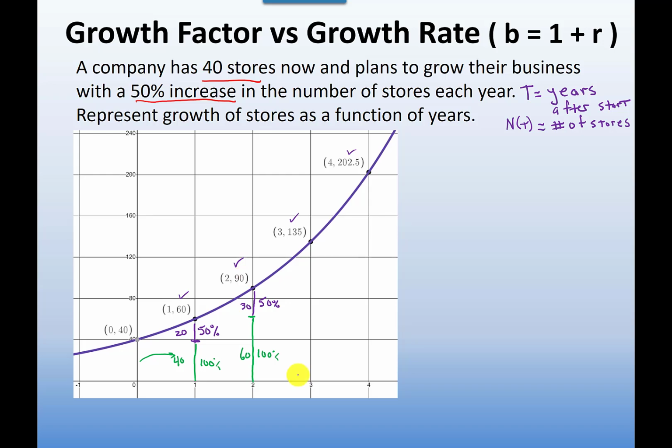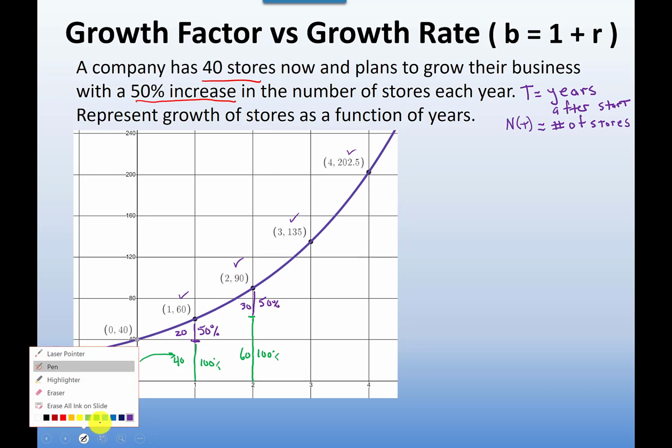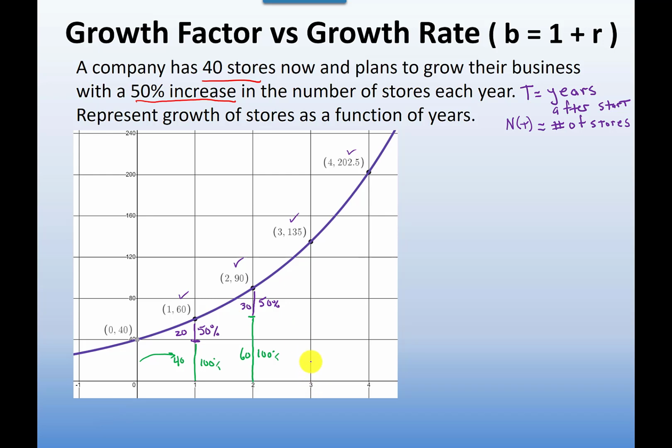Okay, let's go to the third year. So in the third year, we are keeping all these stores. So in the second year, we had 90. In the third year, we still have these 90 stores. So that's 100% of the 90 stores from last year. But we're also going to have an increase. And we're going to have a 50% increase. A 50% increase of these 90 stores is 45 new stores. So the 90 and 45, that's where we're getting the 135.